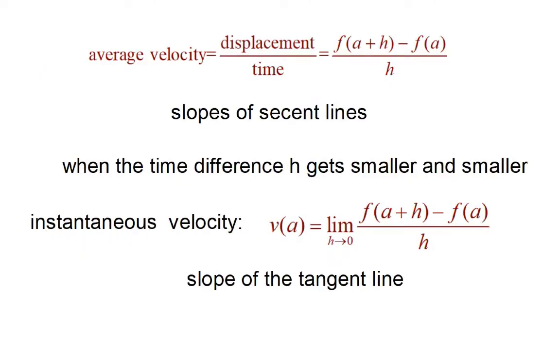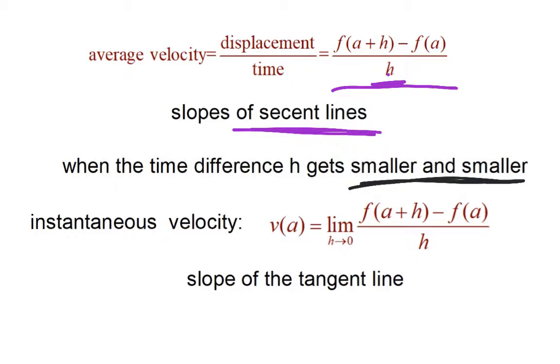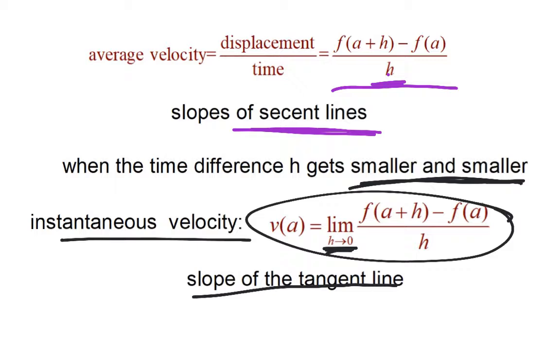So just pulling this together from the last section, our average velocity is the displacement over time right here, and it's the slope of secant lines, where h is the difference from one point to the other, how far apart they are. And when the time difference gets smaller and smaller to where there is no change, it's an instantaneous velocity. And that instantaneous velocity is the slope of the tangent line. And hopefully you're paying attention to the difference, that this limit is in the front, whereas up here it's not.